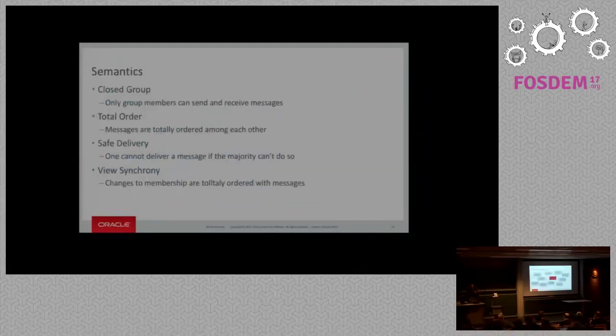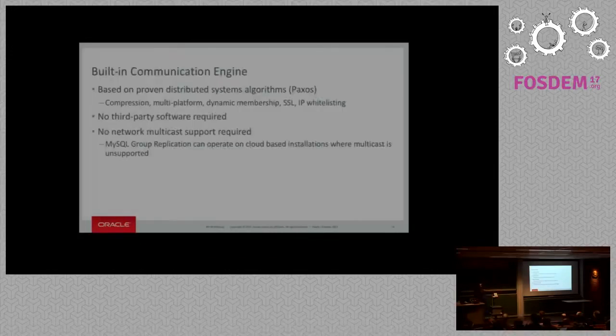And I forgot to mention something, let me go back one slide, sorry. I forgot to mention the closed group. Closed group means that a node is only allowed to send a message to the group, to the cluster, if it has joined the group. So it's basically about security. Security is very important to Oracle, it's very important to MySQL, and that's why you have this property of closed group, and that's why you have the support for SSL. And you also have IP whitelisting. You can specify which nodes are allowed to join your cluster.